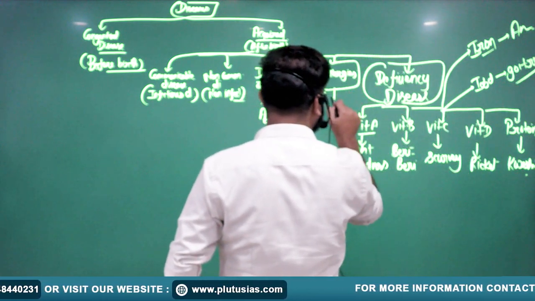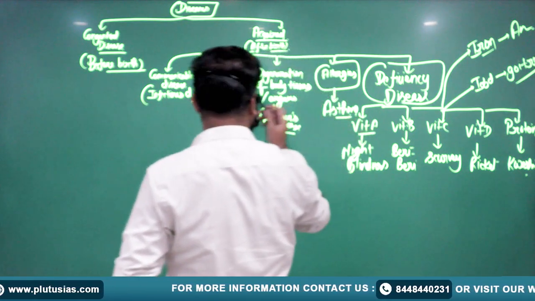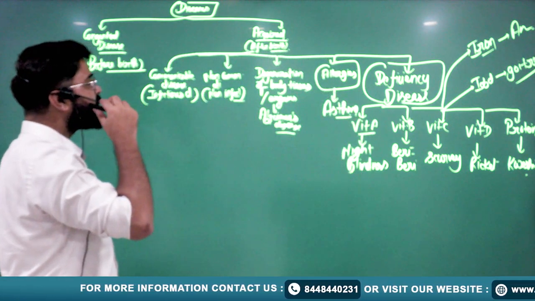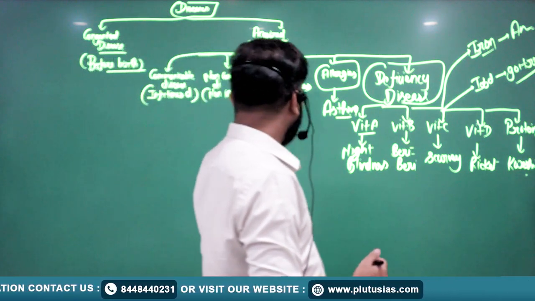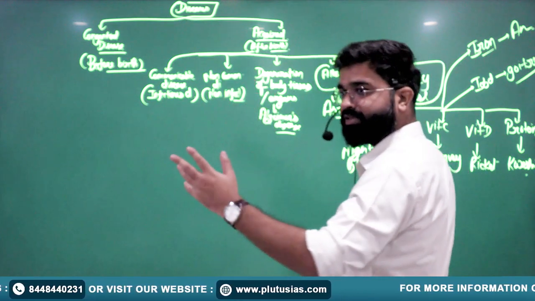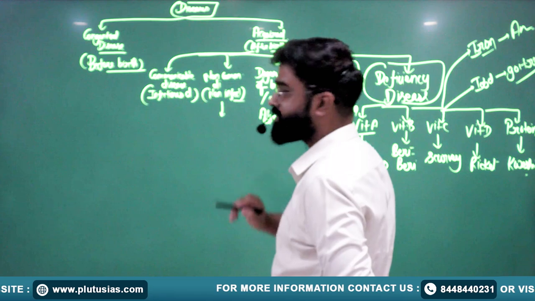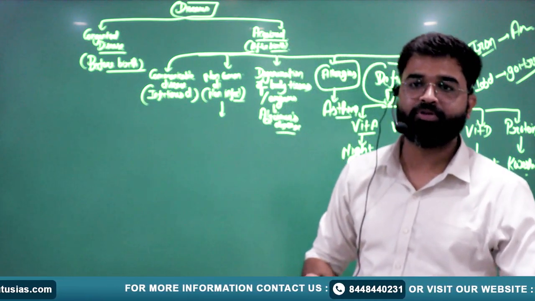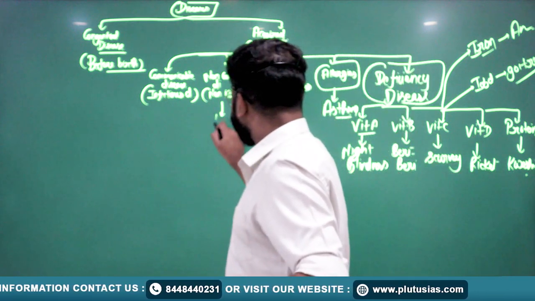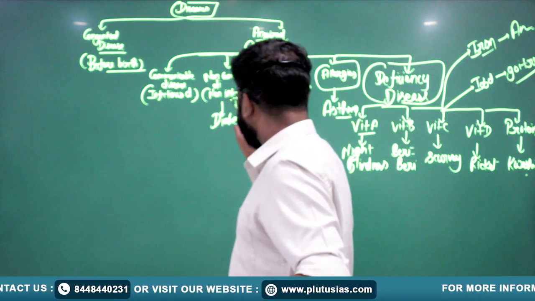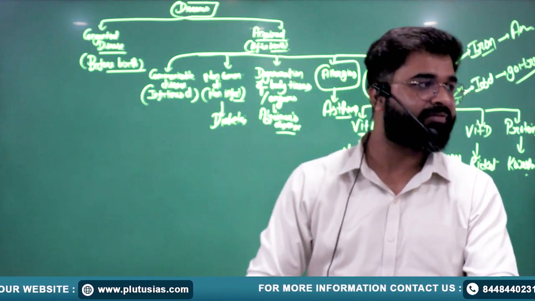Some diseases are allergic disease like asthma. Degenerative disease. With the age, you will be witnessing degeneration in your body parts, organs, or tissues. So, Alzheimer's disease, Parkinson's disease, these are degenerative disease. Non-communicable disease. Like, give one or two examples of non-communicable disease. Diabetes. Basically, these non-communicable diseases are related to your lifestyle.